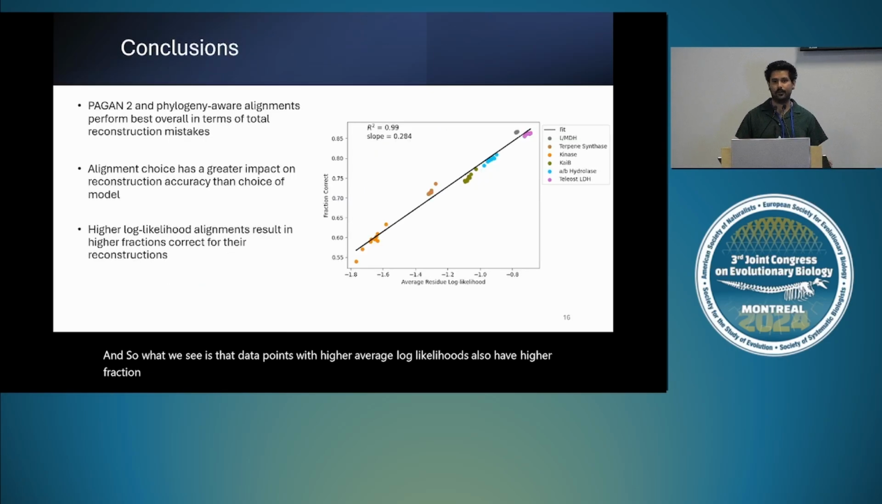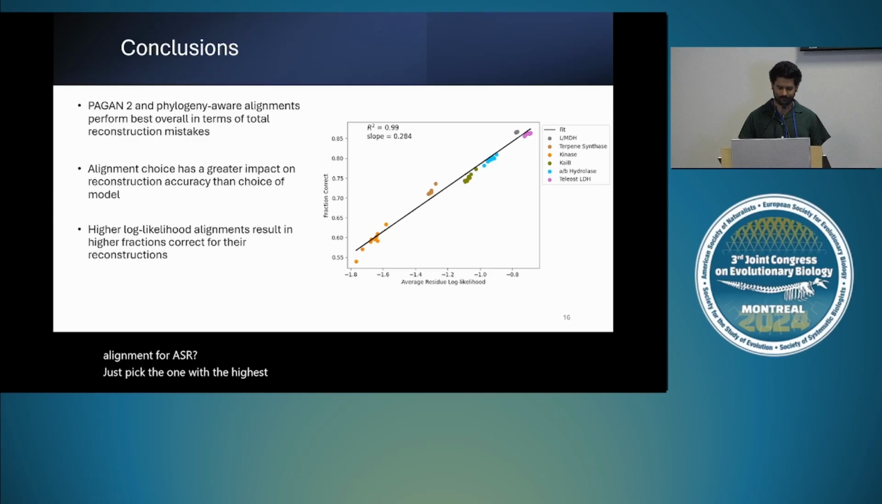And so in conclusion, we've shown that Pagan-2 and phylogeny-aware alignment tools perform best overall in terms of total sequence reconstruction mistakes. That alignment choice has a more significant impact on the accuracy of our reconstructions than does model selection. And finally, to answer our question, how are we going to choose an alignment for ASR? Just pick the one with the highest log likelihood.